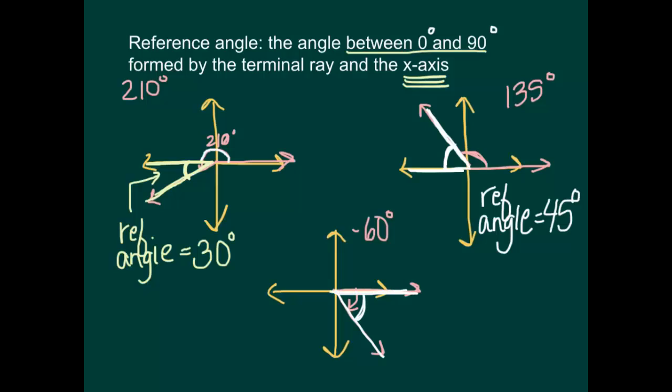And you might say to yourself, wait a second, isn't that just 60 degrees? And you're absolutely right. So notice the reference angle for negative 60 degrees is 60 degrees. Our reference angle, though, will always be positive, and it will always be between 0 and 90. So even though we sketched a negative 60, our reference angle was still 60.